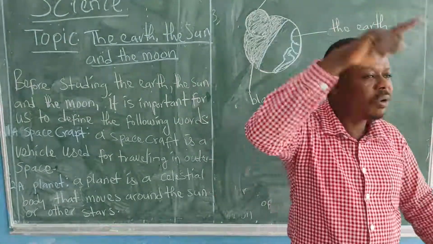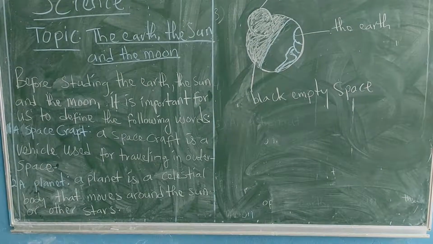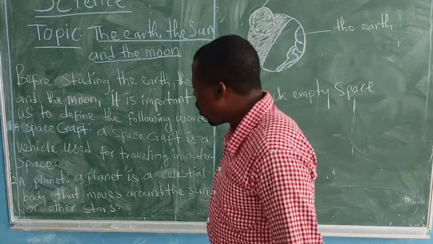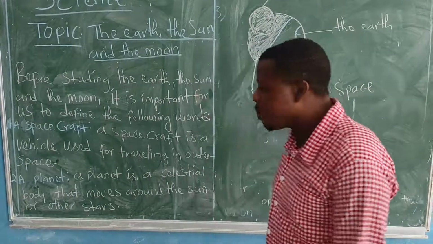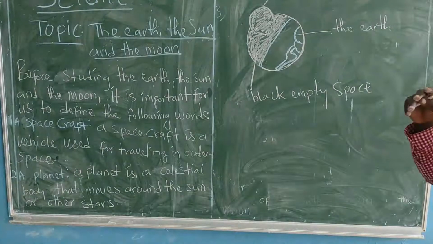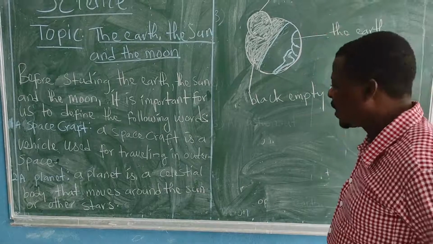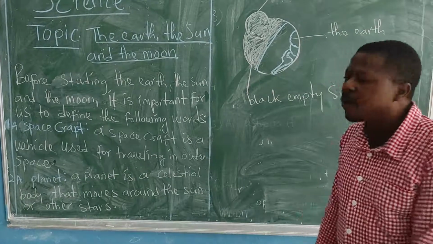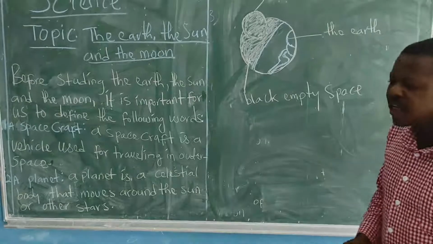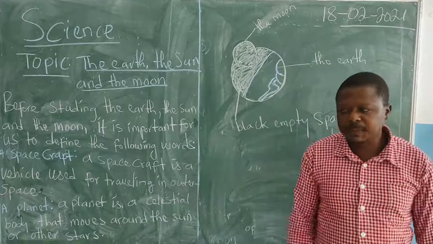It spins around the sun and the other stars that are found in space. And then we also saw another word, orbit, and we said that an orbit is a curved path through which a planet or a satellite moves in outer space. And then we saw another word, astronaut, and we explained that an astronaut is one who is trained to make flights into outer space.